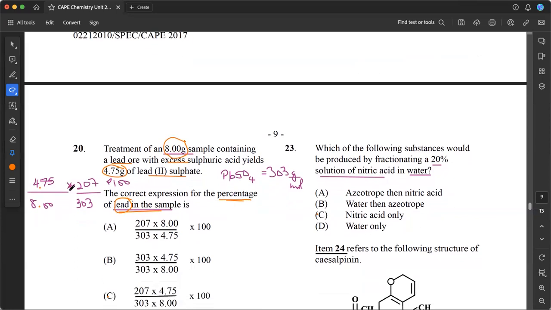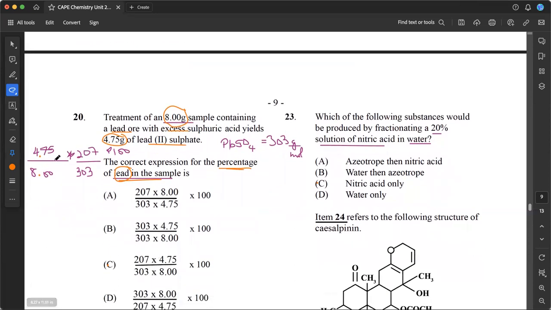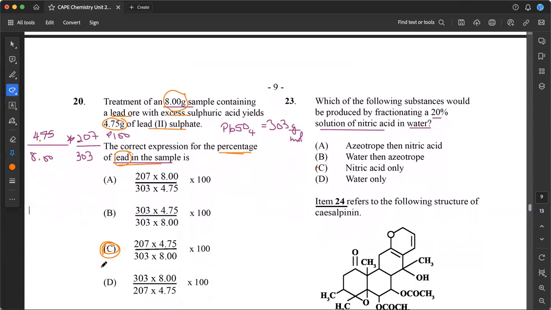And so we have to look for this among our answers, right? So let's look for this. 207 over 303 times 4.75 over 8. So that would be C, right? So our answer for 20 is C.